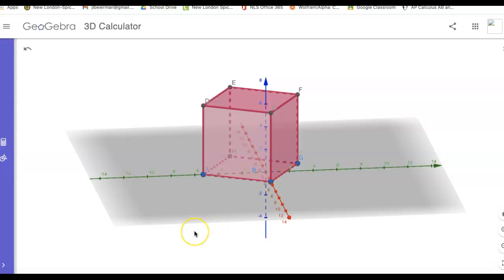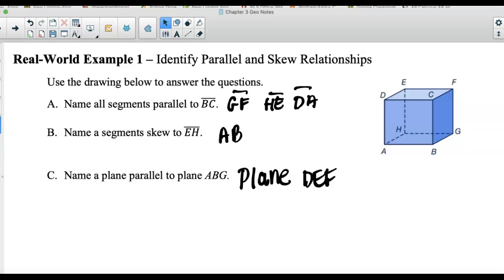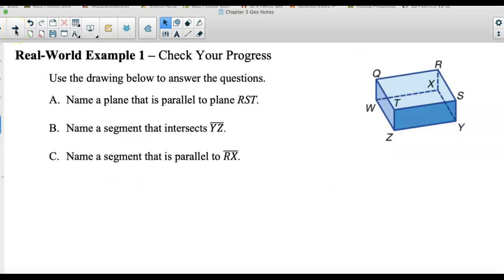Okay. I'd like you to press pause and try the next question, see if you can find the answers, and then I will go over them with you. Example, so they want us to name a plane that is parallel to RST, so RST would be like the top of the box there, so the bottom would be parallel to that. You could use any of the 3 letters on that bottom plane.